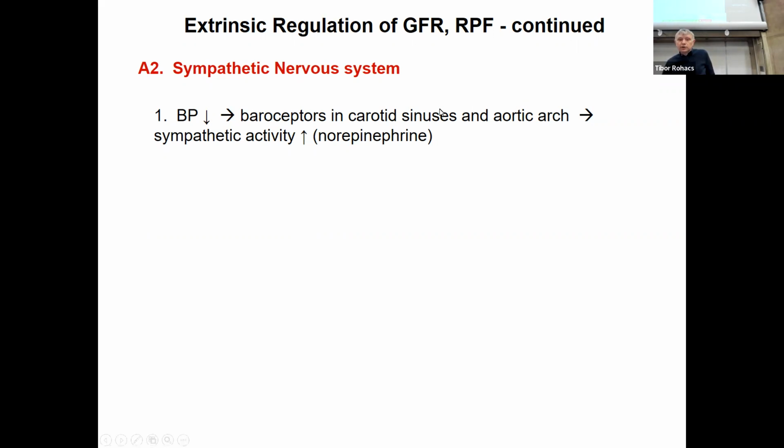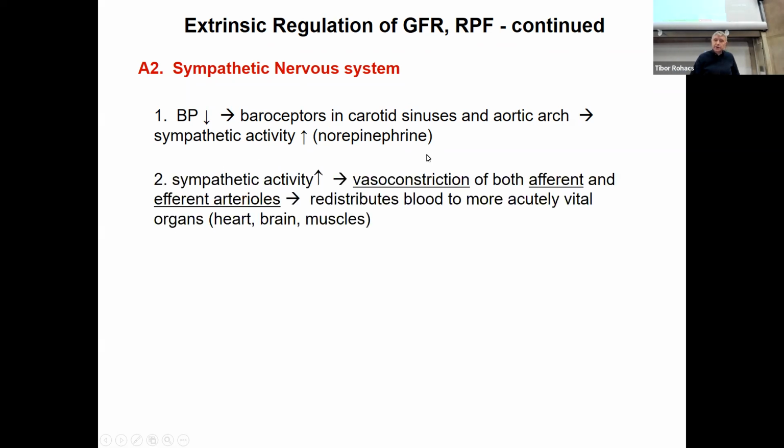So the sympathetic nervous system, you have learned about this in detail in the cardiovascular system. If the blood pressure drops, the baroreceptors in the carotid sinuses and the aortic arch sense it, and the sympathetic activity will go up, norepinephrine being the neurotransmitter. And what happens is it vasoconstricts both the afferent and efferent arterioles.